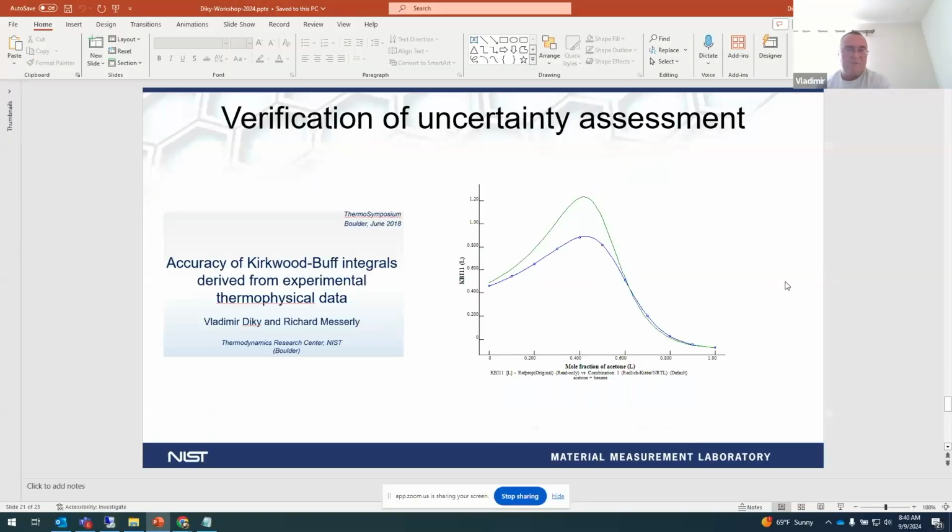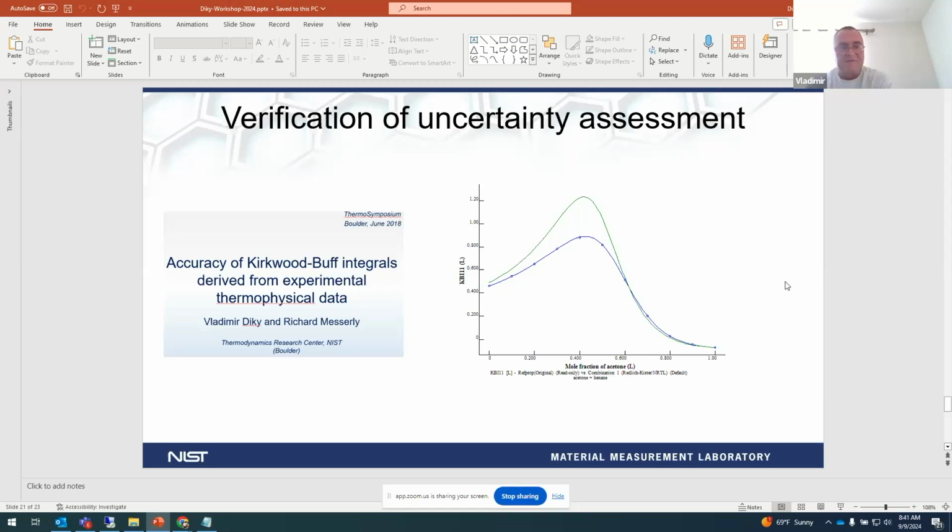Okay, and finally, when you have final values and their evaluated uncertainties, the question is how can you double check them? How can you verify? One of the methods I always use is to compare possible alternatives. And here is a fragment of a presentation made a few years ago.